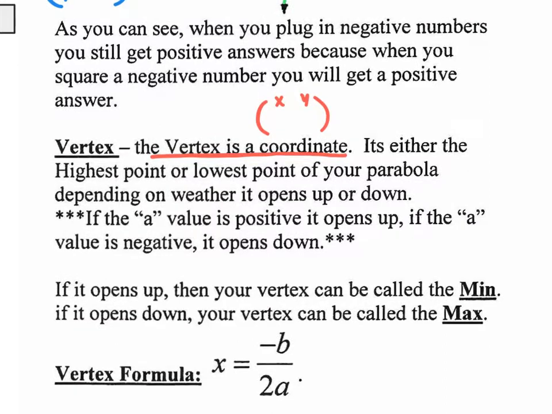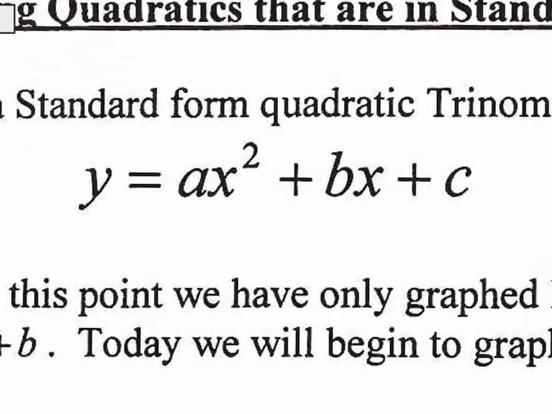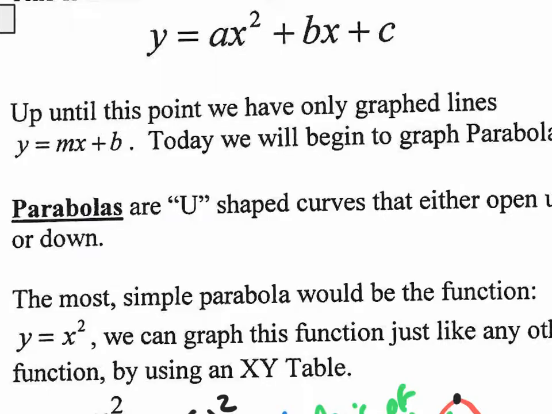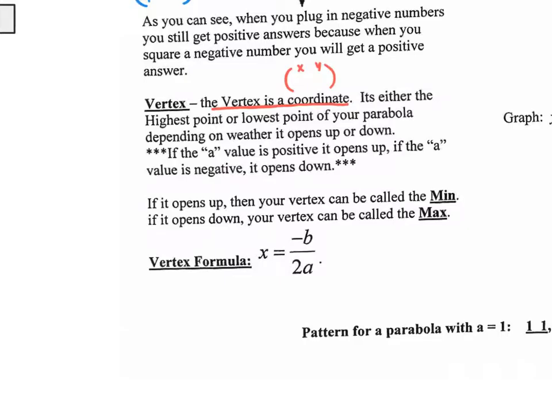Okay, now, here's another interesting fact. If the A value is positive, it opens up. If the A value is negative, it opens down. Okay? What am I talking about, A values? If you have a standard form quadratic trinomial, if the A value, if the number out here in the front of the x squared, if it's positive, it's going to open up. The parabola is going to be a U-shaped curve opening up. If the A value is negative, it's going to be opening down. These are important facts that we need to know. It'll help us on the final exam, because if you know these facts, you'll be able to eliminate certain multiple choice answers. Okay.